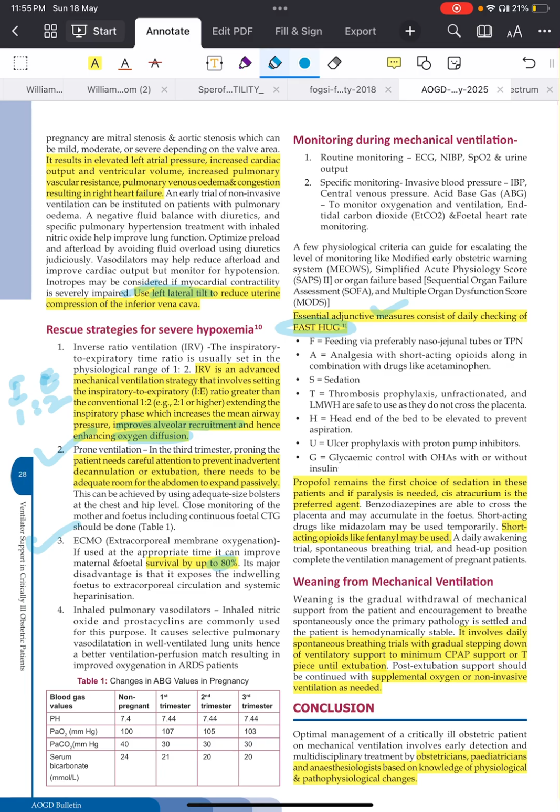FAST HUG: F is feeding, whether there is feeding via jejunal tube or not. A is analgesia, using short-acting opioids or not. S is sedation. T is thrombosis prophylaxis like low molecular weight heparin. H is head end elevated or not. U is ulcer prophylaxis, like proton pump inhibitors, pantoprazole, is given or not. G is glycemic control done or not. For sedation, generally they give propofol, and short-acting opioids like fentanyl can be used.